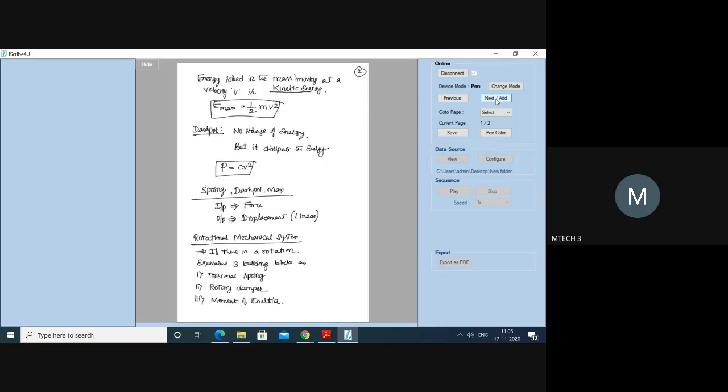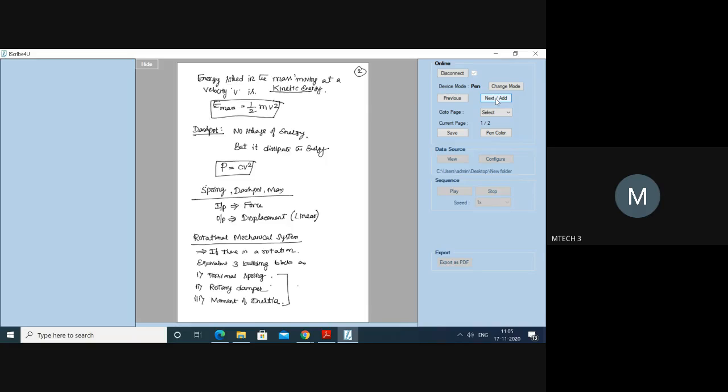Number one, torsional spring. So this is equivalent to what? Torsional spring is equivalent to the spring. Rotary damper is equivalent to the dashpot. Moment of inertia is equivalent to the mass. So these three are going to be used.